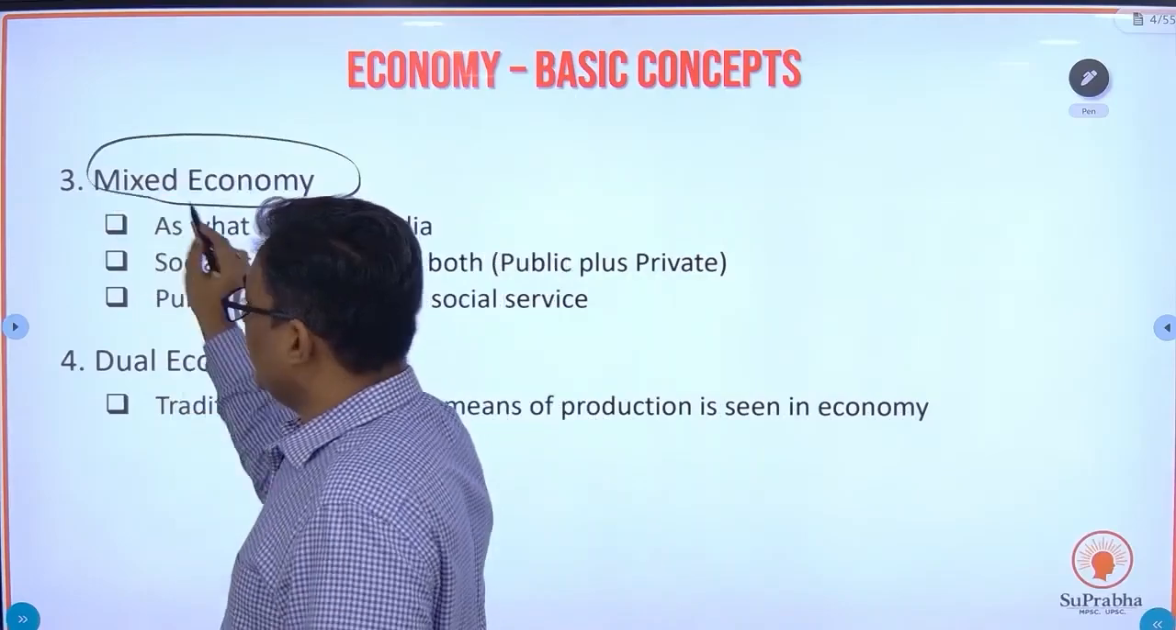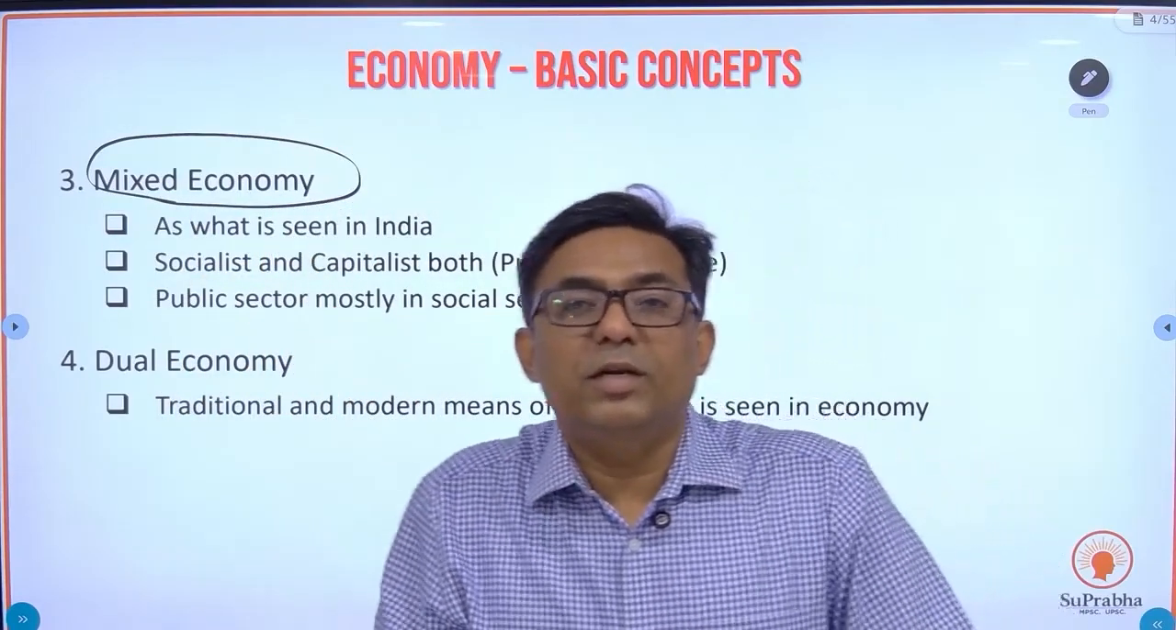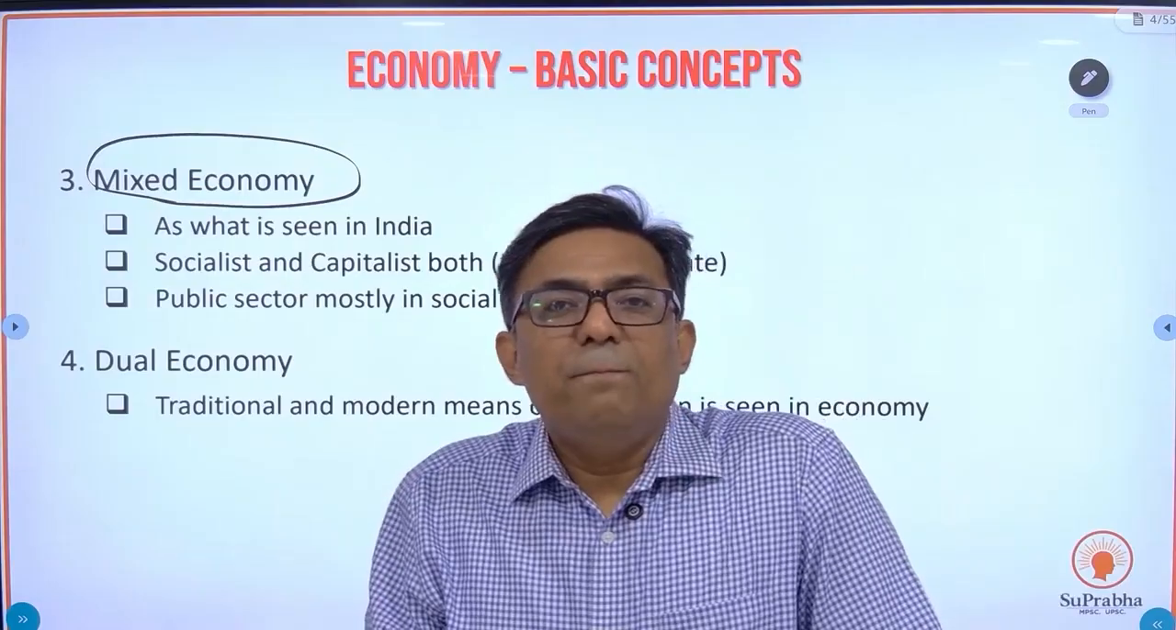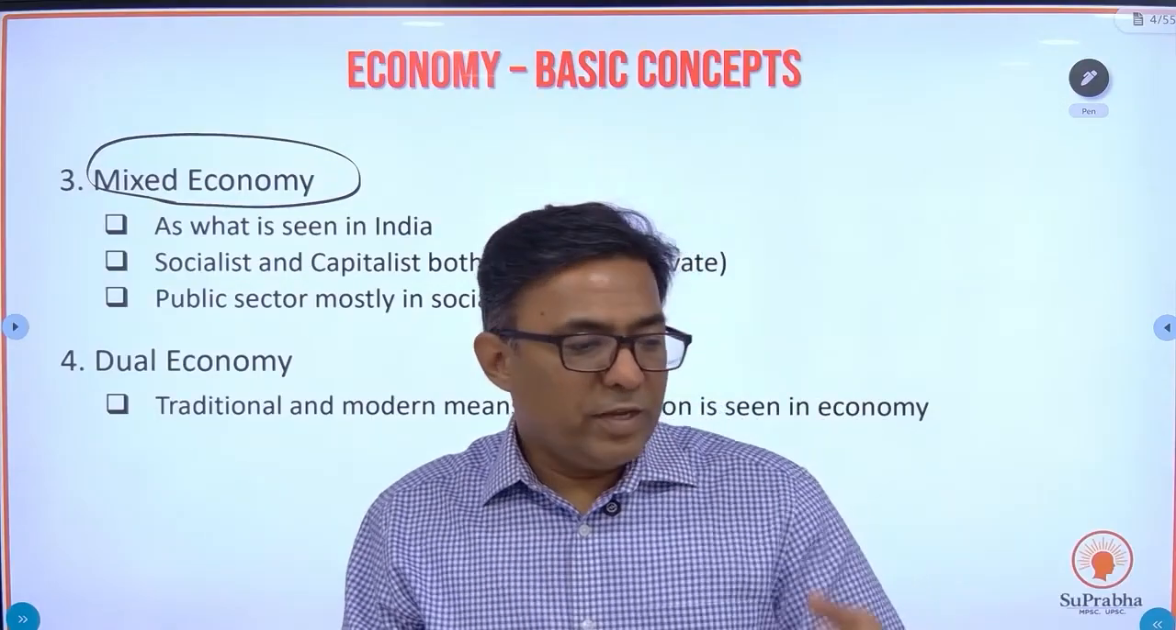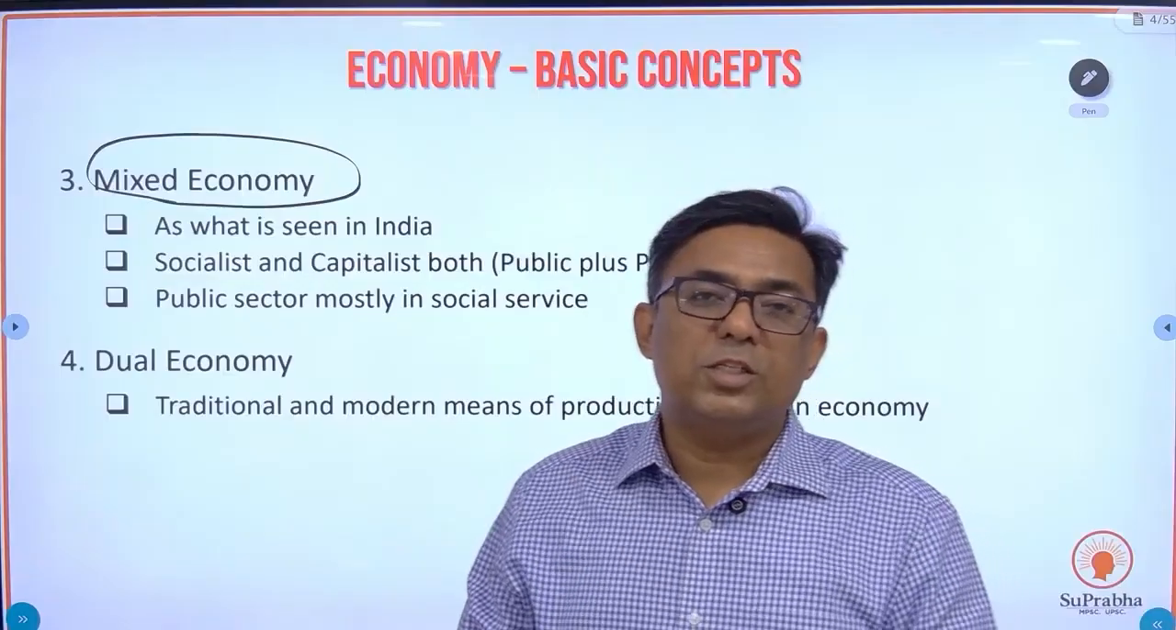India is a mixed economy. Now you need to understand everything. Since independence, India was a mixed economy. Mixed economy in the sense we had private players as well as the government sector both coexisting. That is known as mixed economy.